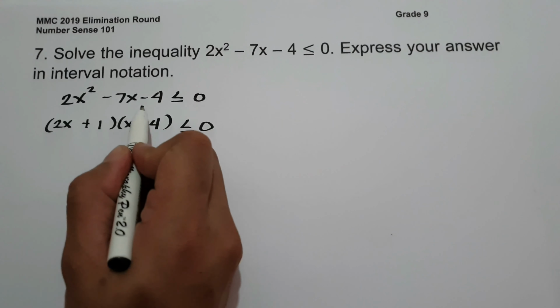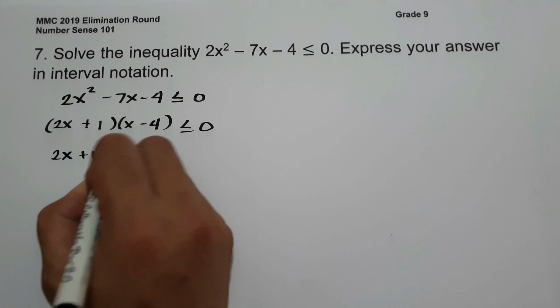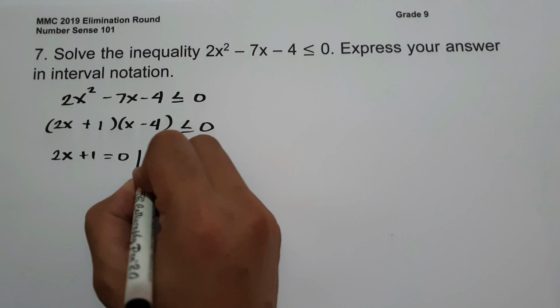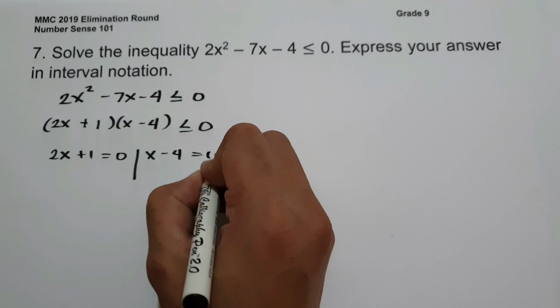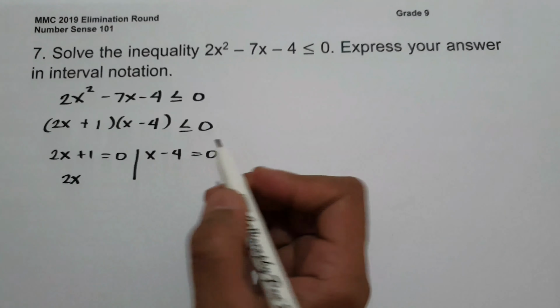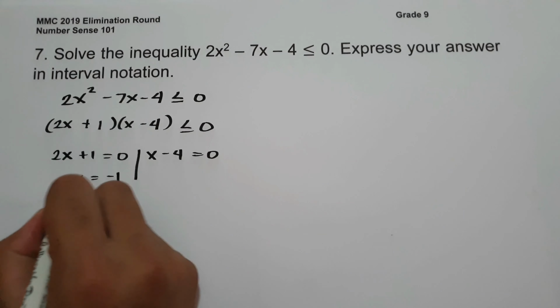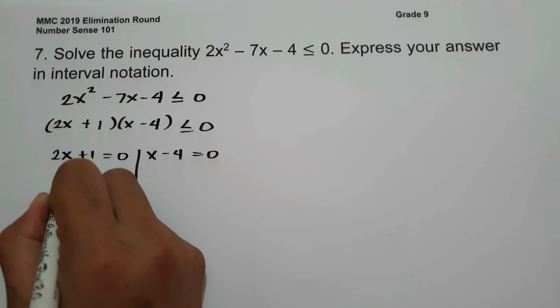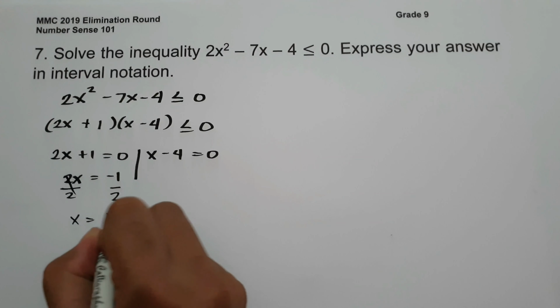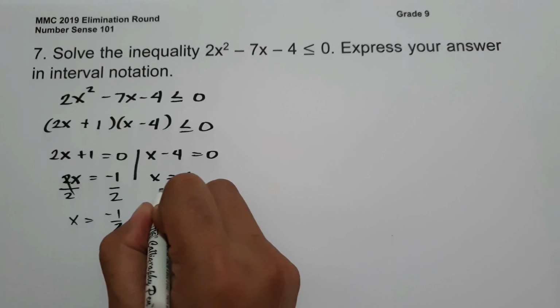So let us have here 2x plus 1 equal to 0 and x minus 4 equal to 0. So let us have 2x, and let's move 1 to the side of 0, that is negative 1. Divide both sides by 2. So x will be negative 1/2 and x is 4.